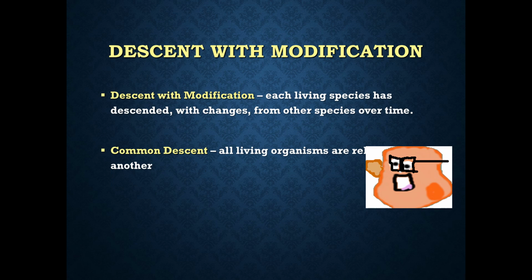Descent with modification. Descent with modification is that each living species has descendants. This changes from other species over time. Common descent. All living organisms are related to one another.